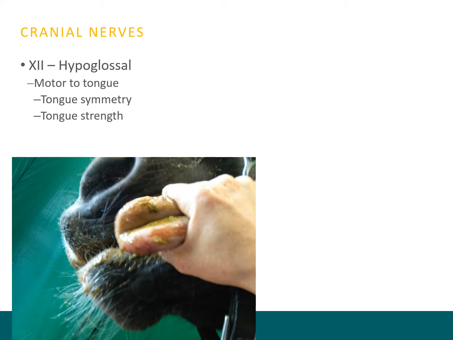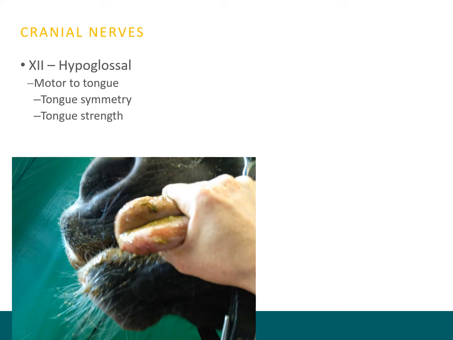So again, the horse should have the same amount of muscle on each side of that central sulcus of the tongue. You'll notice probably in really all of these videos where people's hands are in horses' mouths, we should be wearing gloves, so do as I say, not as I do. But looking for that tongue symmetry, there are those classic pictures of horses with EPM where one side of the tongue is all shriveled and the other one is normal.